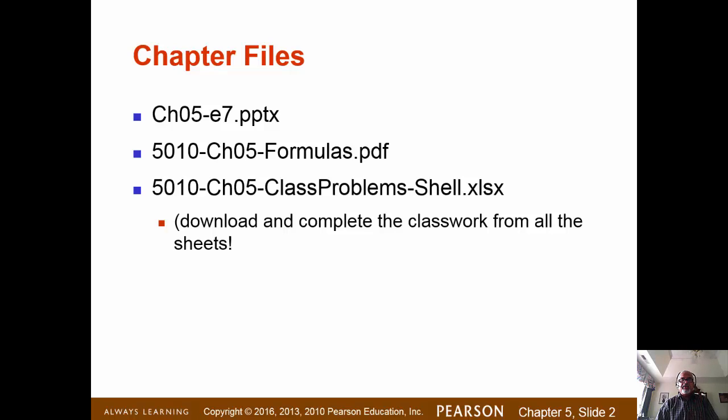The PowerPoint file, make sure that you download that and follow along the PowerPoint slides as you watch this video. And then we have the formulas in a PDF file. Make sure that you print that out.